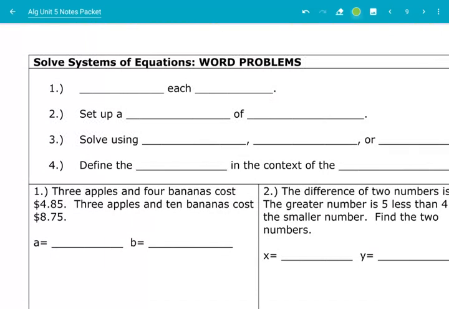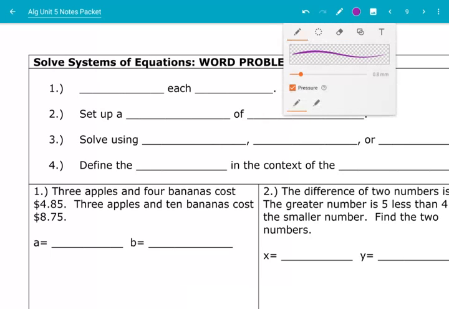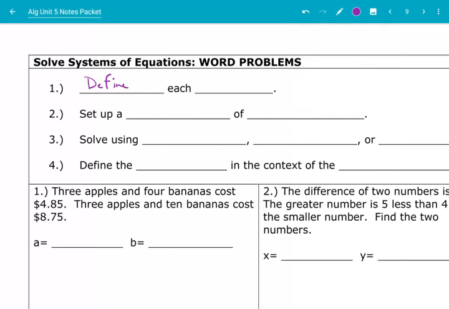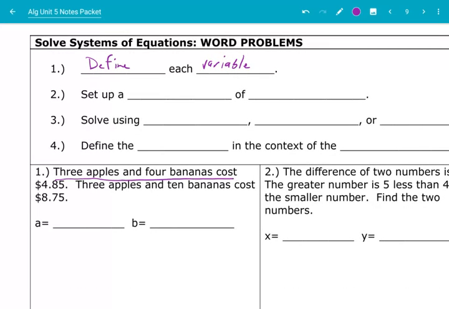Zoom in here. So the first thing you're going to do is define each variable. You've got to look in your word problem and see there's going to be two variables, and they're going to represent two different things. So first, find out what x and y are, or maybe a and b, like right here in the first one. We have 3 apples and 4 bananas cost this much, and 3 apples and 10 bananas cost this much. Well, we have an A and a B. We have two things that cost money. So I'd say the A is an apple and the B is a banana.